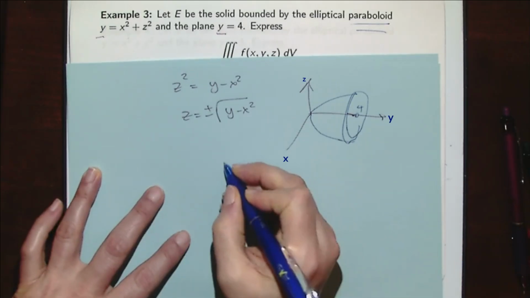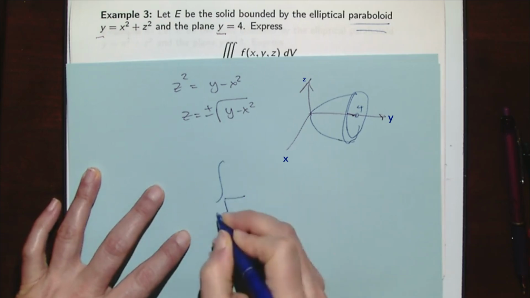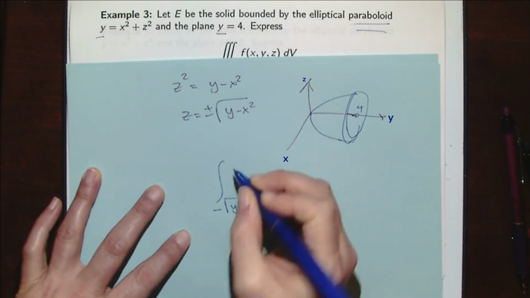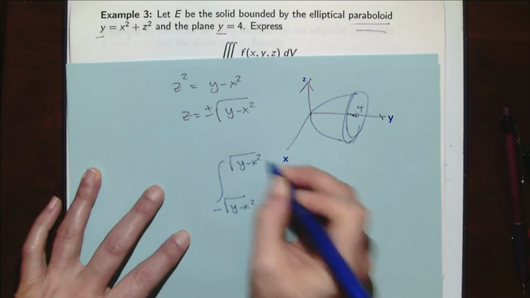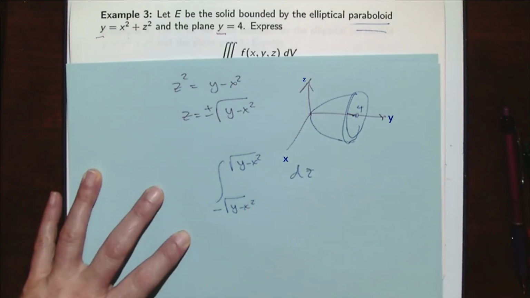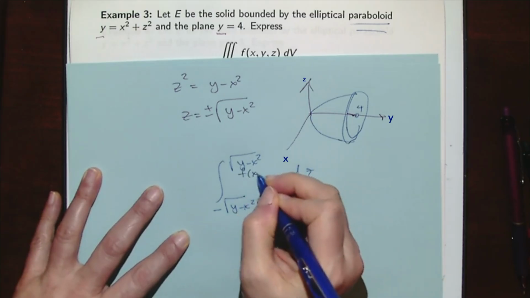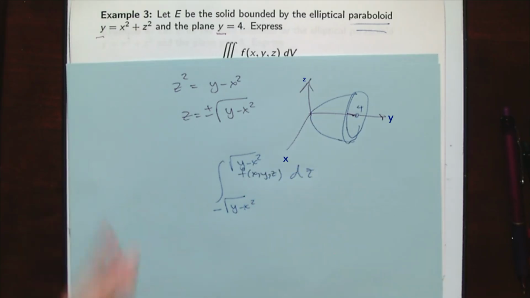So the most inner integral is going from negative square root of y minus x squared to square root of y minus x squared, dz. It said z simple, which means z is inside. Fair game? Now, what is remaining? I set up z. What am I supposed to do now?